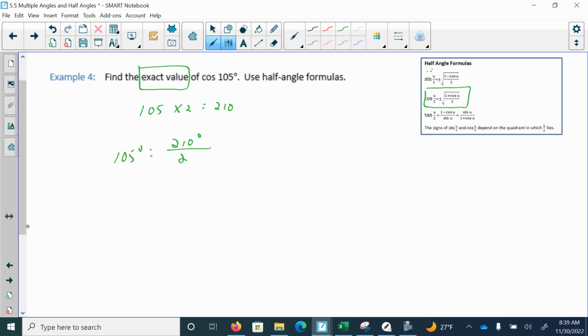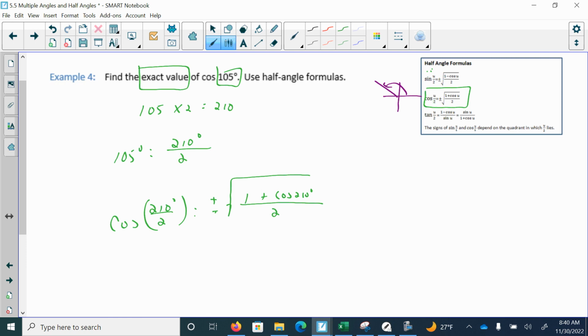So I'm going to say the cosine of 210 over 2 is going to equal plus or minus the square root of 1 plus the cosine, and I'm going to just write cosine of 210 right now, all over 2. So let's talk about a couple things. First of all, it's asking me to choose whether my answer is going to be positive or negative. 105 degrees is, and hopefully you know this, in the second quadrant. So I know this angle's over here somewhere in the second quadrant.